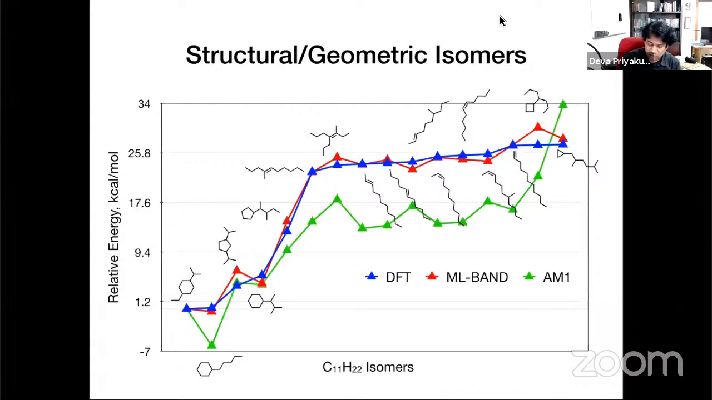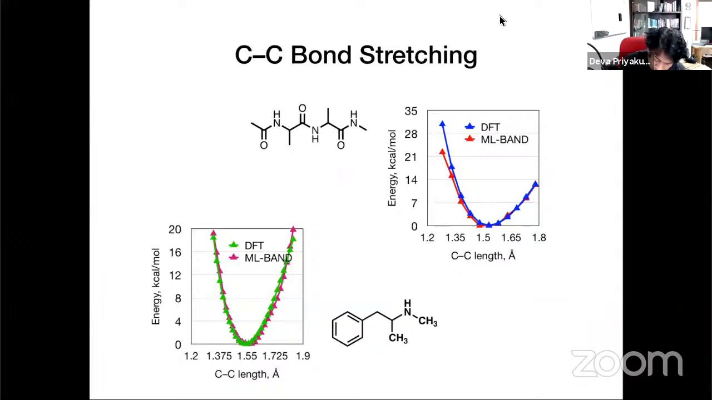Just to give a comparison, this is another method, a semi-empirical method, which takes much longer in terms of time to calculate the energies, and that is something like this. Okay, so we do pretty good. So the AI methods do pretty well.